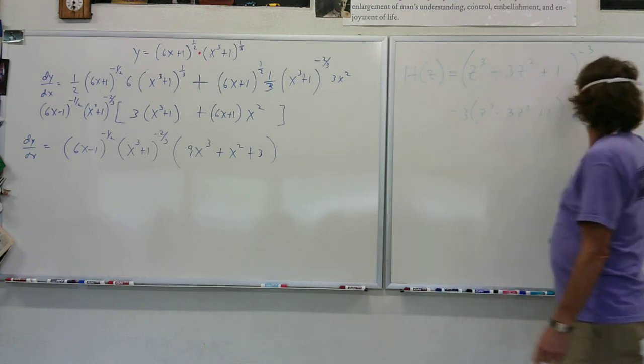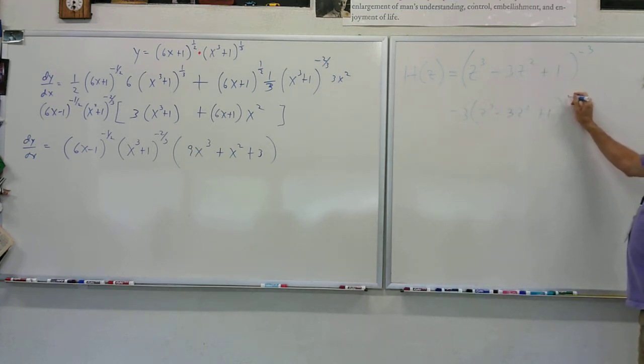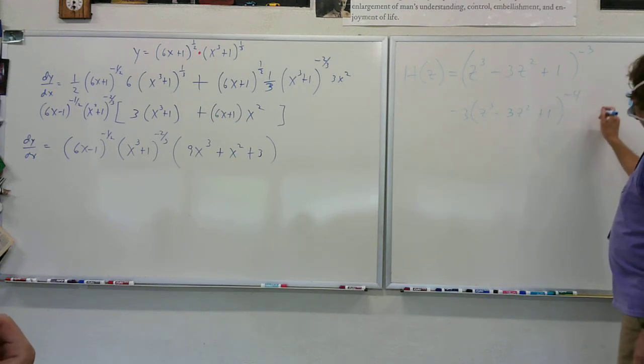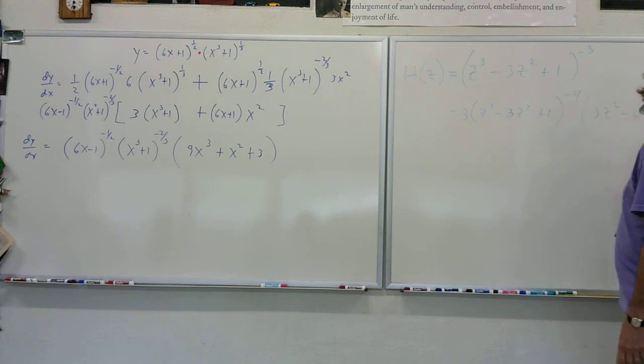Okay. What's going to go right here? Negative 4. You'd be surprised how often students miss that. They don't subtract from the negative. And then what do you need out here? You need 3z squared minus 6z.